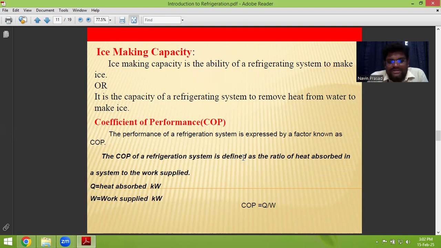Coefficient of performance is denoted by the symbol COP. The performance of a refrigeration system is expressed by a factor known as COP, and it is defined as the ratio of heat absorbed in a system to the work supplied. So COP is equal to heat Q divided by the work supplied W.